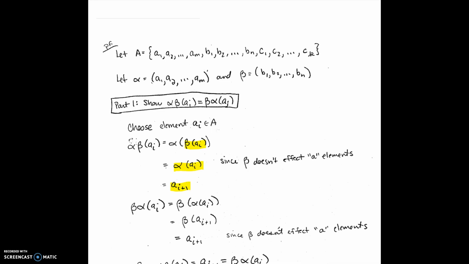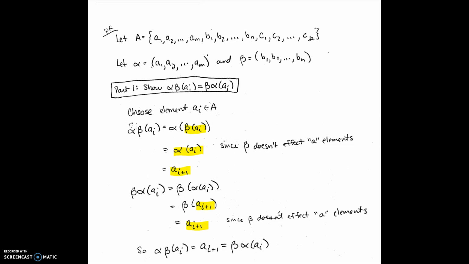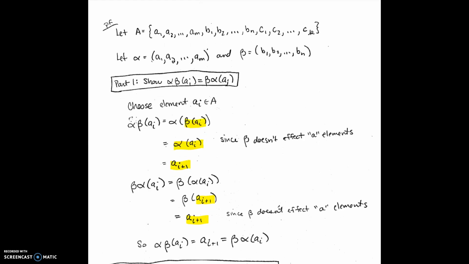So now we have to show that beta alpha of Ai will give us the same thing. So beta alpha of Ai is beta of alpha of Ai. So we know alpha of Ai, alpha brings it to the next element in the cycle. So we know it brings it to Ai plus 1. We also know that beta of any A doesn't change the A, so we end up with Ai plus 1. So we just showed that alpha beta of Ai equals A sub i plus 1, which also equals beta alpha of Ai. So now we have to do the same thing for the B elements.